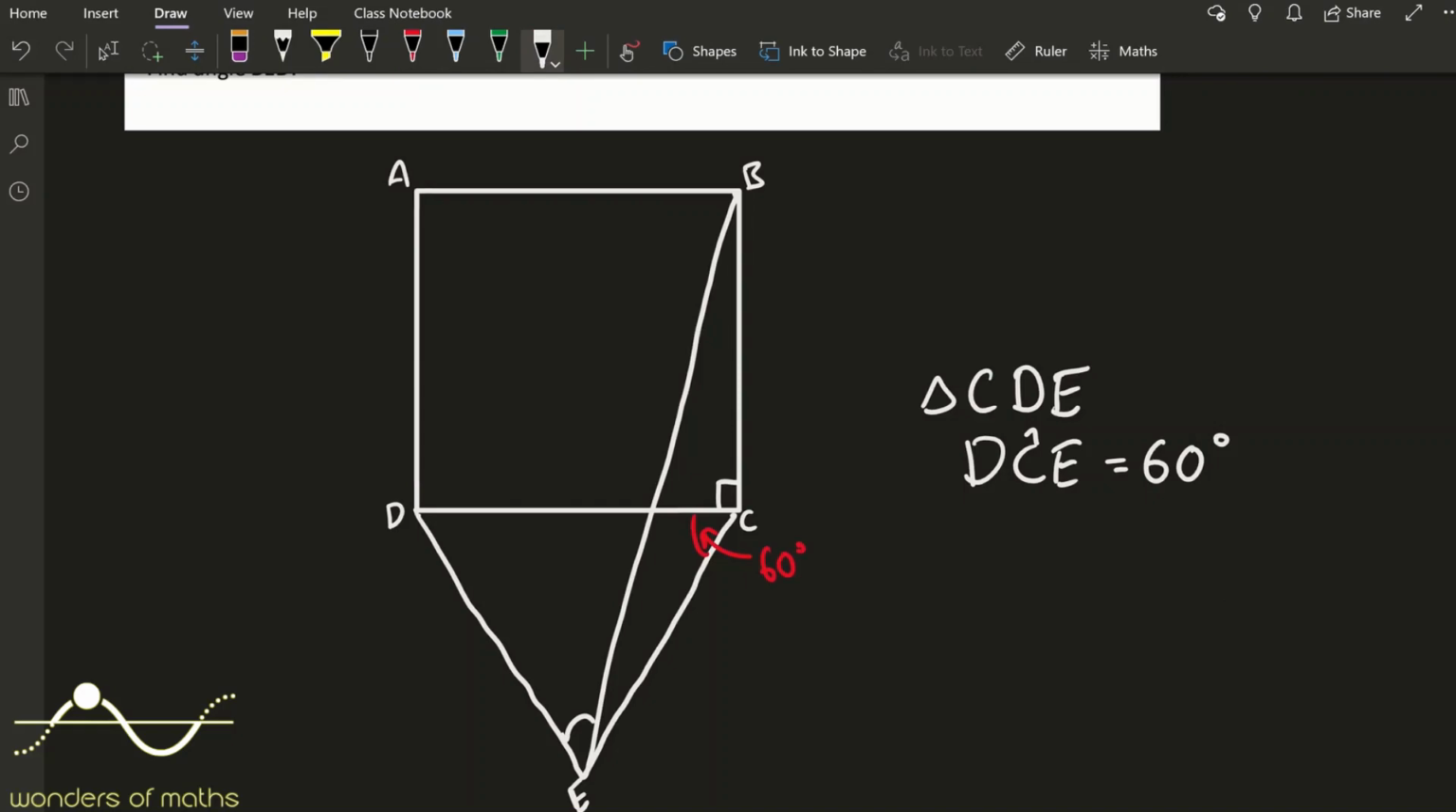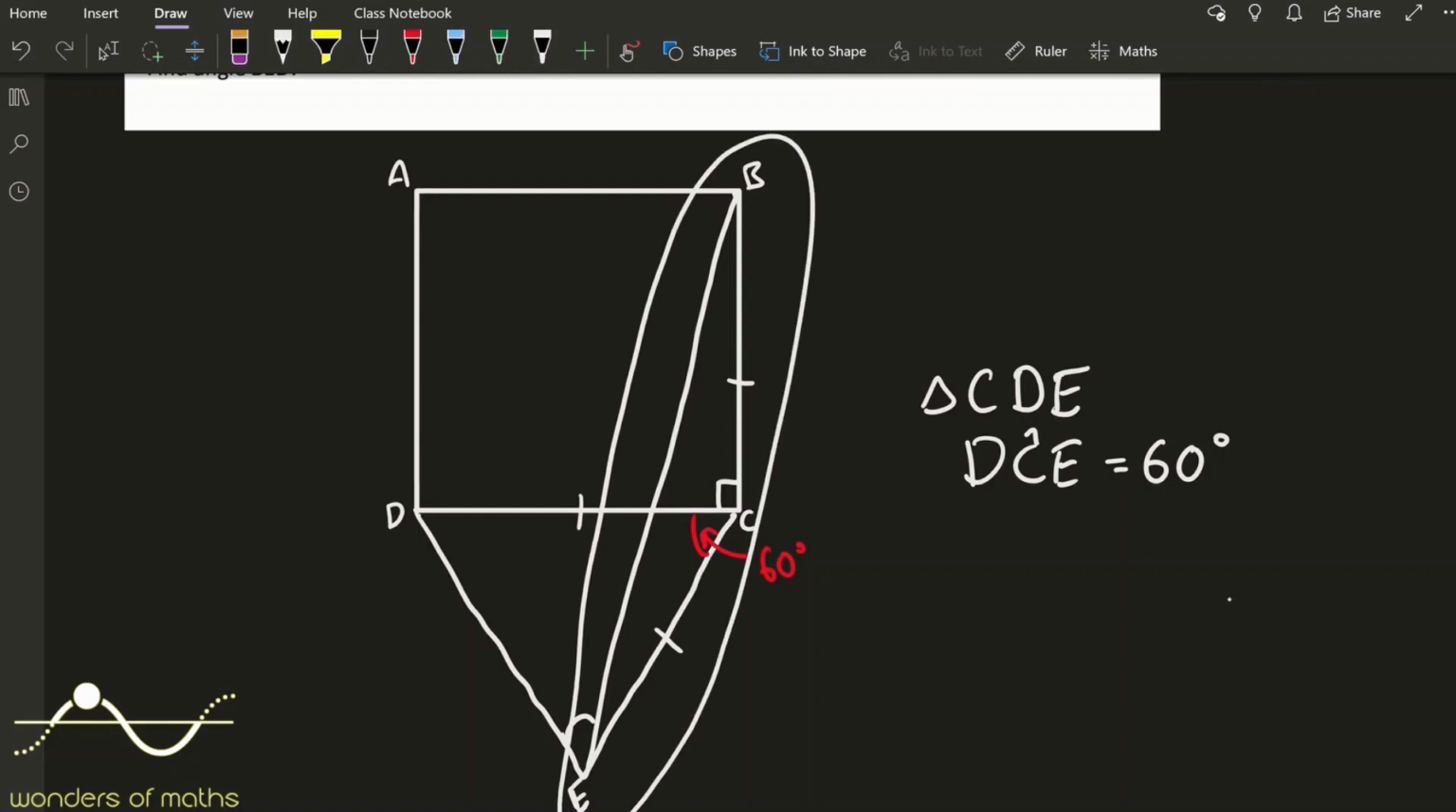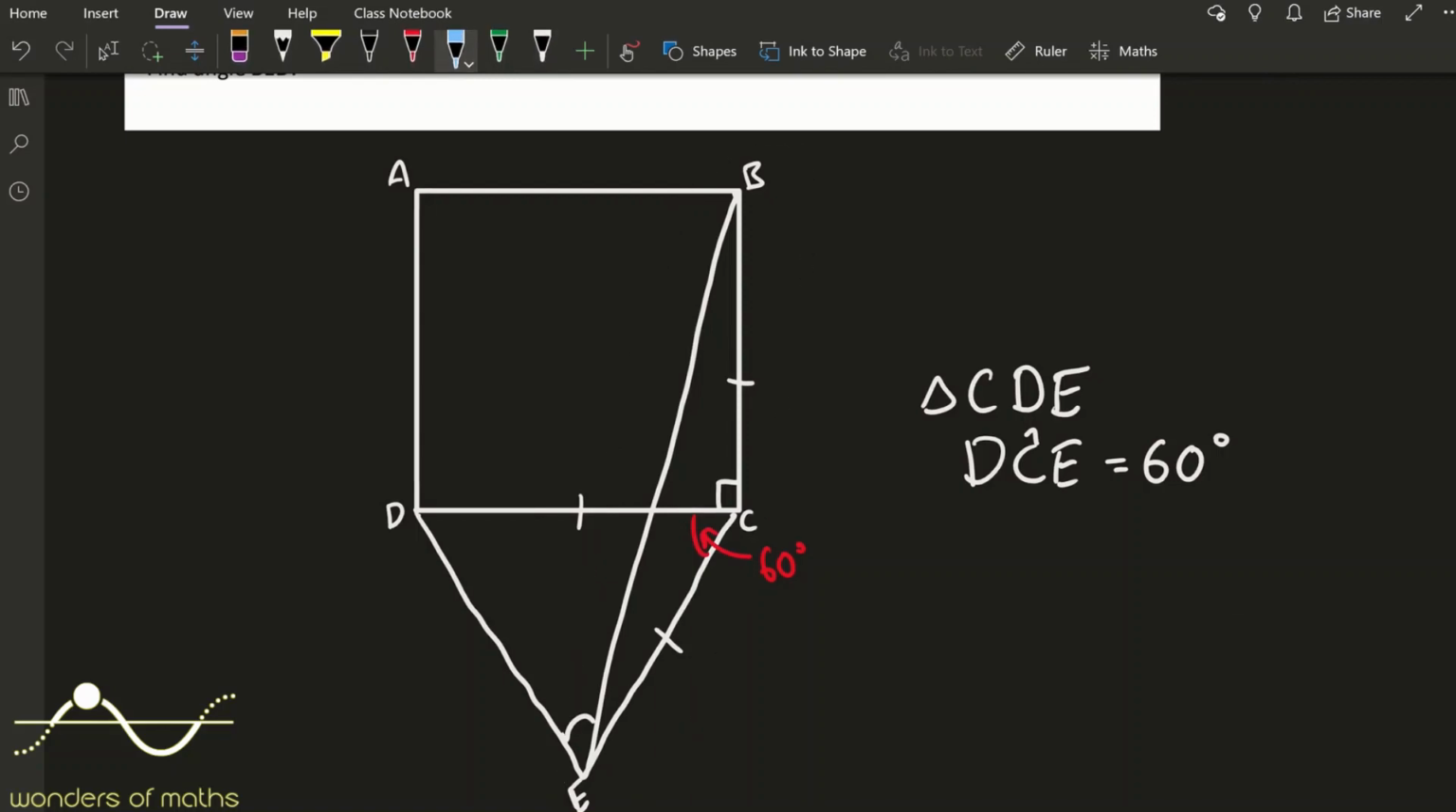Since CD is one of the sides of an equilateral triangle, we know that CE is the same length as CD. And since CD is also part of a perfect square, we know that the length of CD is the same as the length of CB, which makes that triangle BEC isosceles. Since this triangle is isosceles, we know that this angle and this angle are the same.